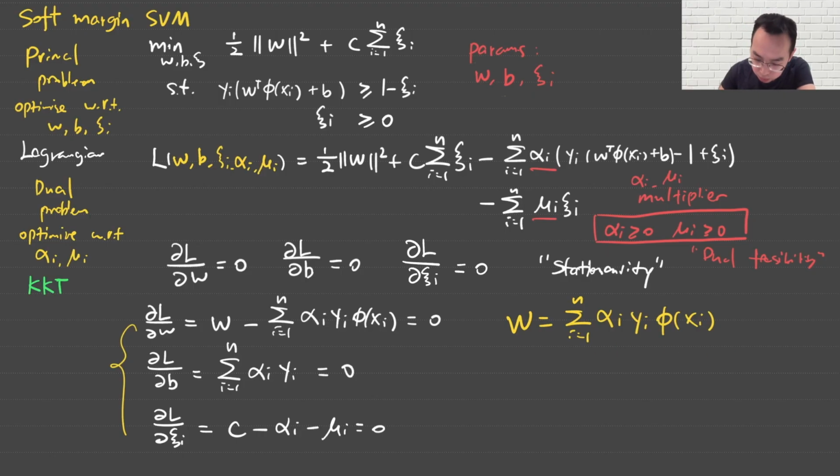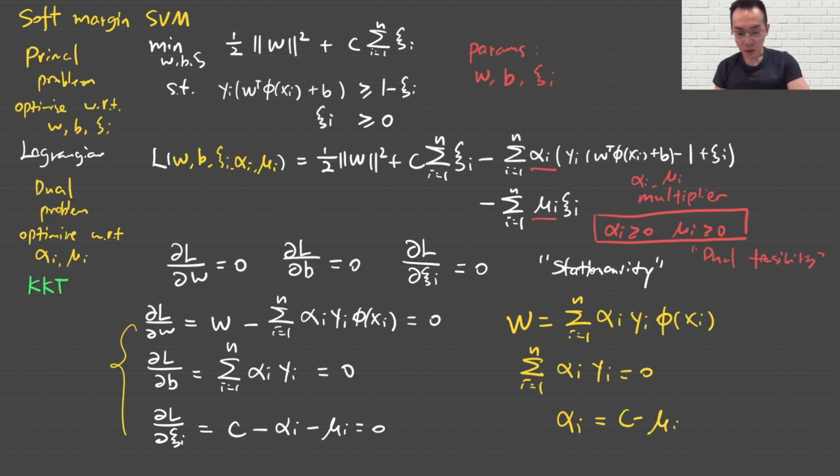Then the second one is that we also have the sum of alpha I y I equals to 0, and then we also have alpha I equals to C minus mu I. Okay, this is great. So remember for our dual problem here, we consider alpha and mu to be the parameters instead of the W and B and chi, right?